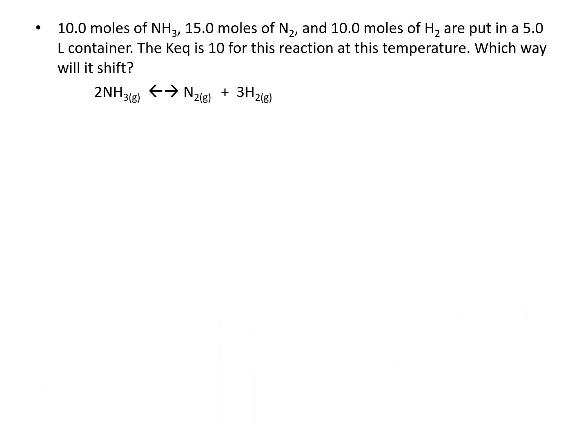Okay, let's take a look at this reaction right here. It says that we have a KEQ that's equal to 10. It also says that we start with 10 moles of NH3 in a 5-liter container. So 10 moles of NH3 is the equivalent of 2 molarity. N2, in a 5-liter container, is 3 molarity. And 10 moles of H2 in a 5-liter container is 2 molarity as well.